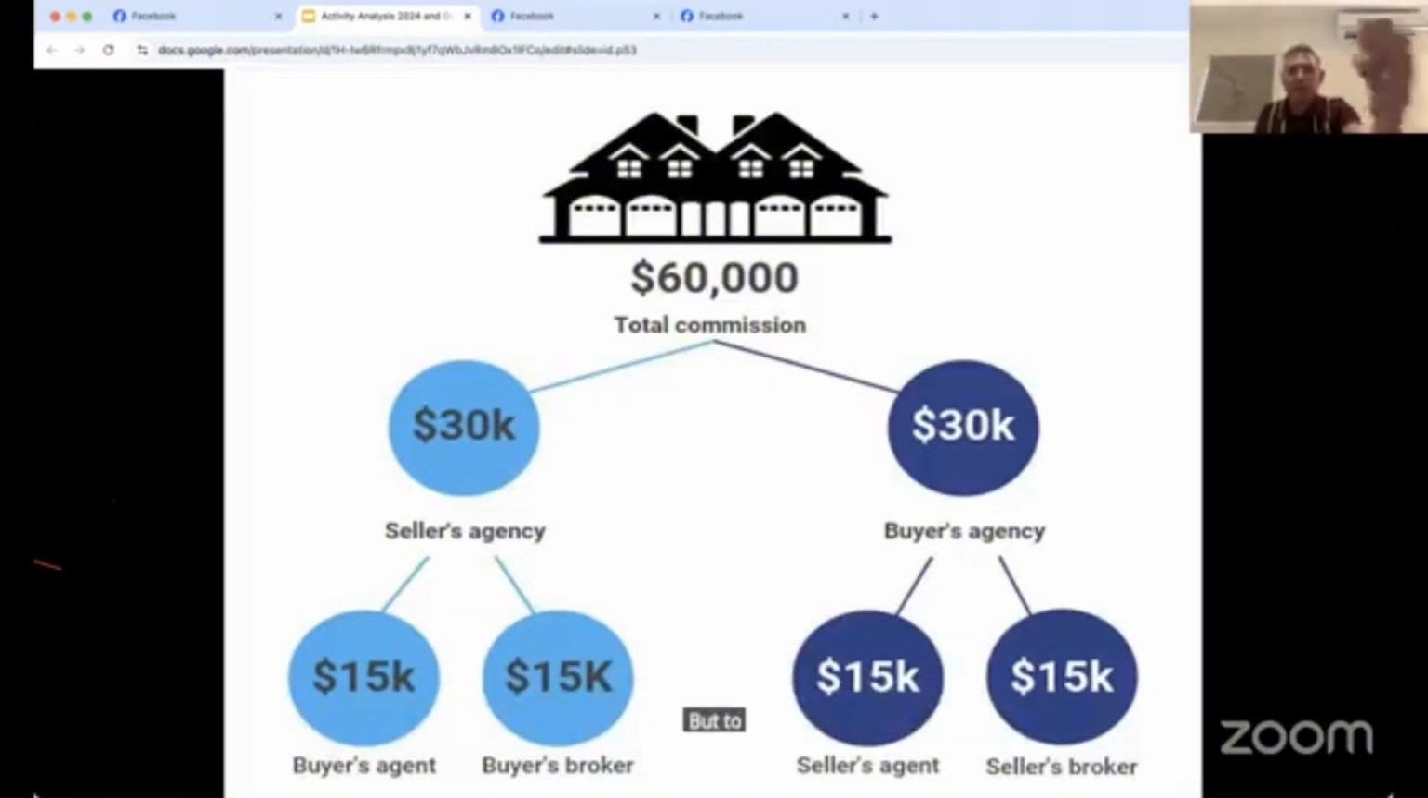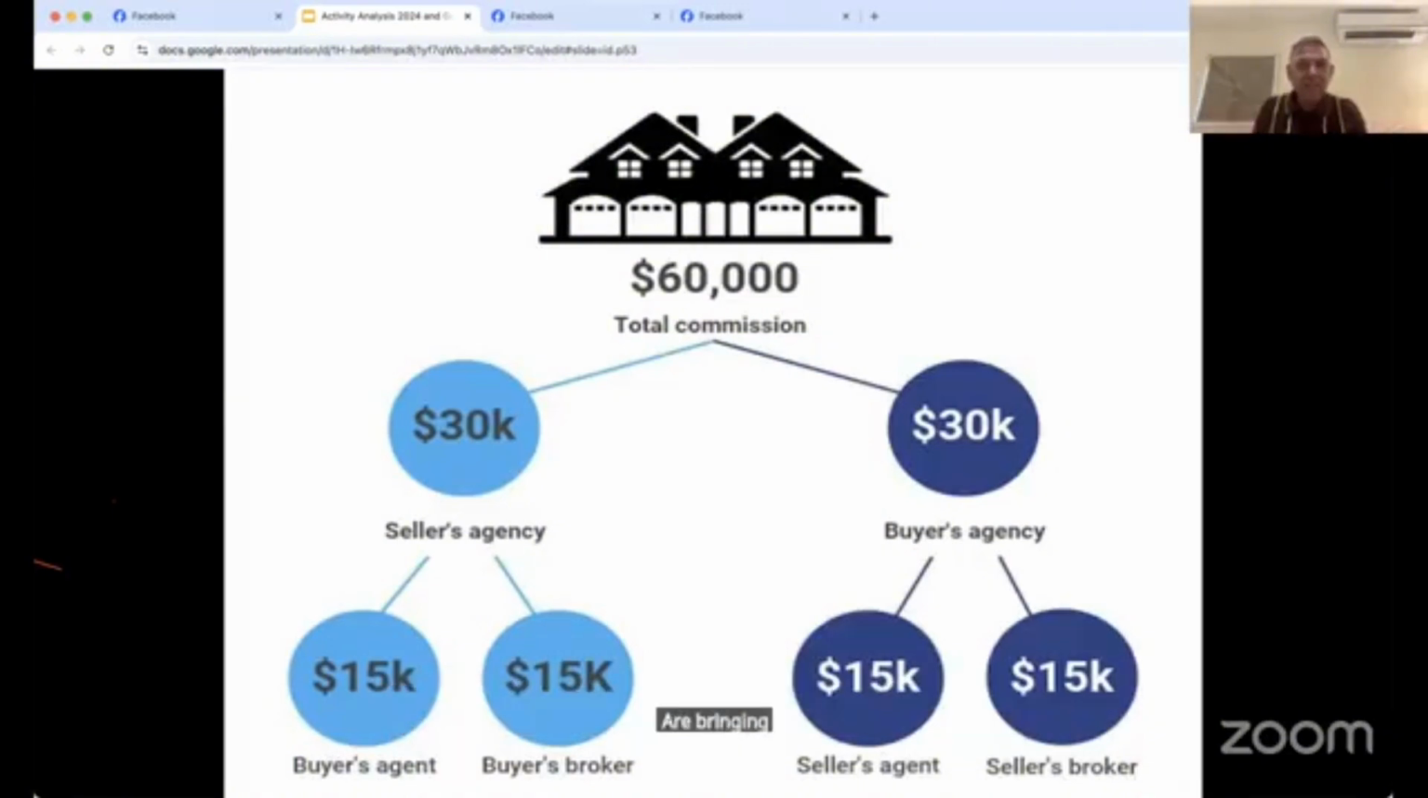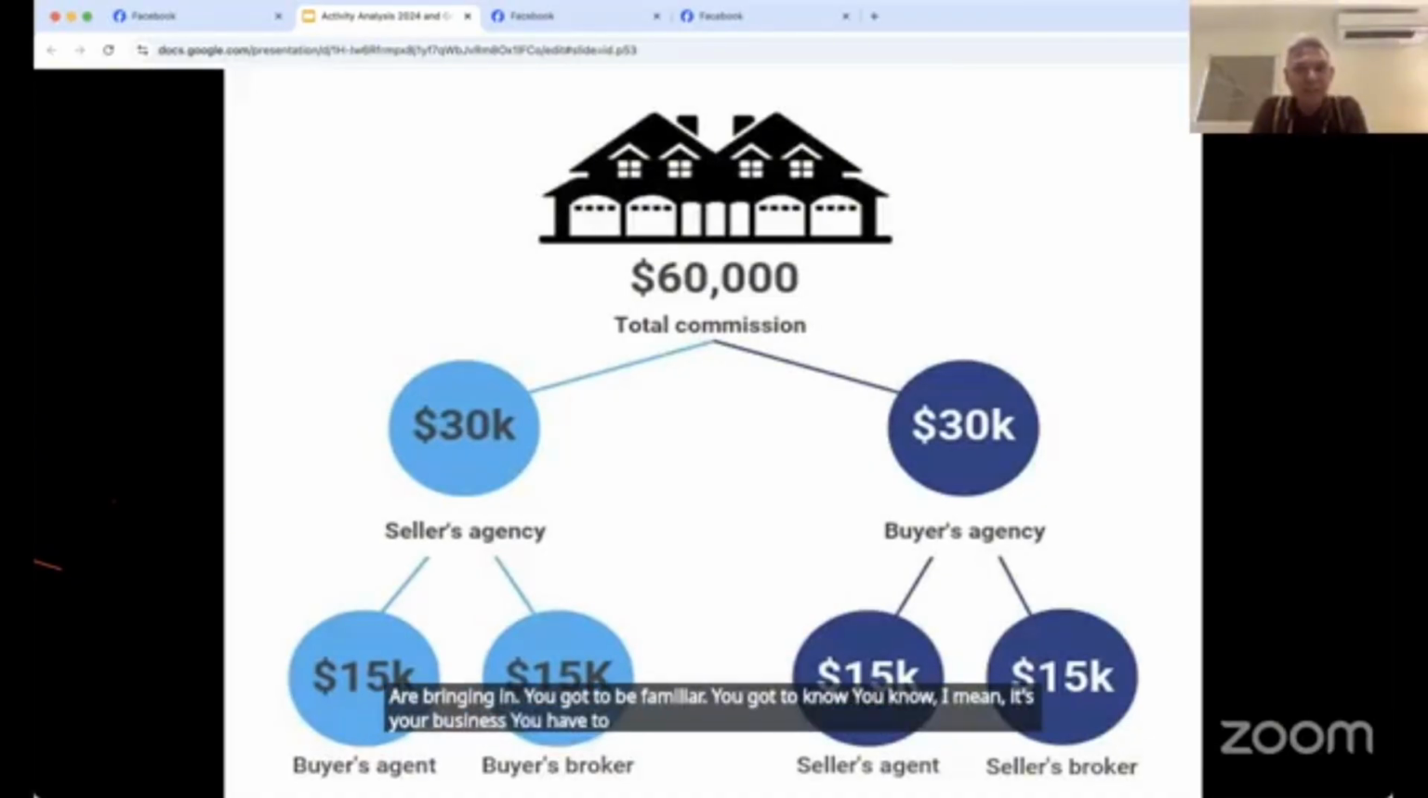This is where the 40-20-40 or the 50-50 thing comes in. So you got to know, out of the whole deal, say it was a 5 million deal, how much did you end up bringing in? You got to be familiar. You got to know, it's your business. You have to be aware. Next slide, please.